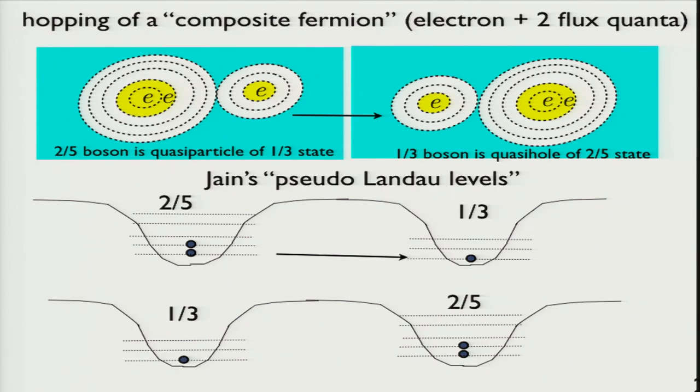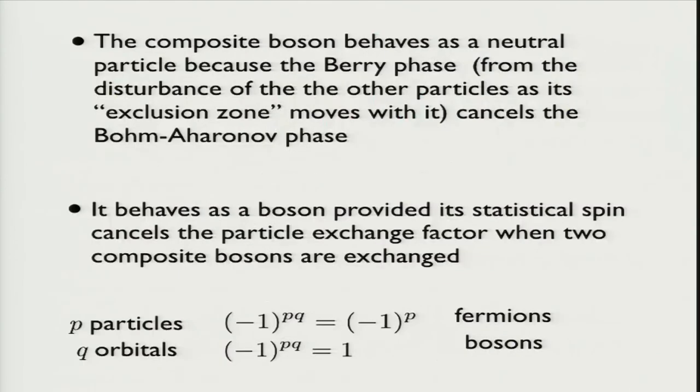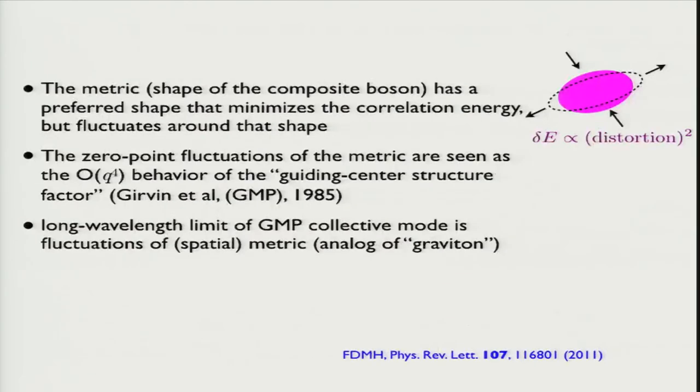But in some sense, for example, it turns out that the two-fifths droplet is a quasi-particle of the one-third state, so we can reinterpret a lot of the composite fermion language in terms of the hopping of composite fermions, charge transport occurring between composite fermions, which are particles with two fluxes hopping around between various elementary objects of the fluids. Let me just finish now.